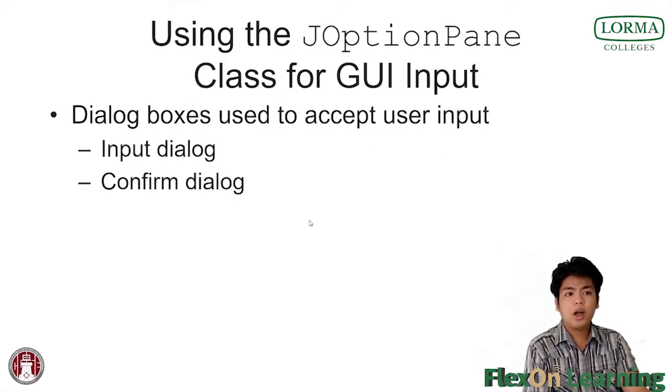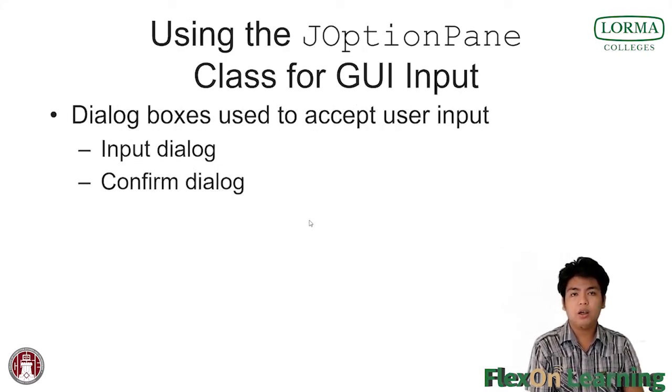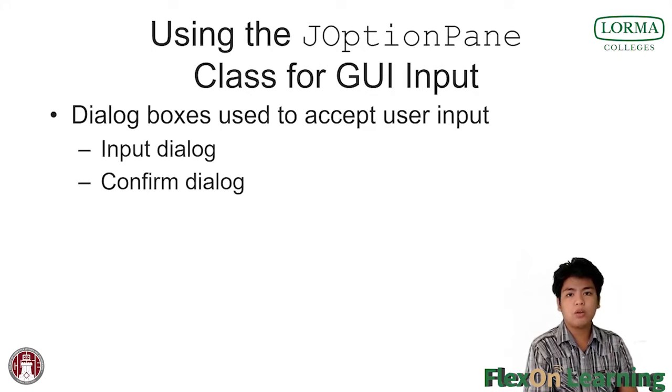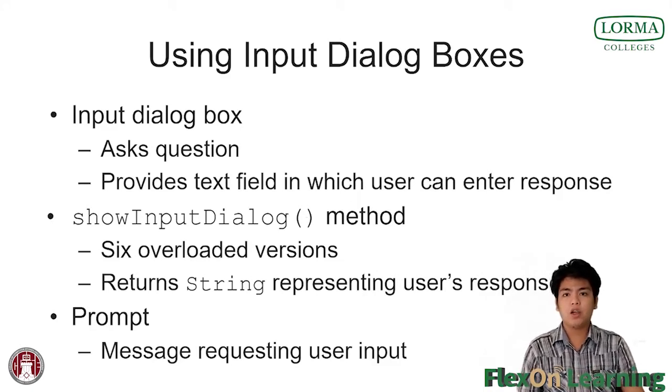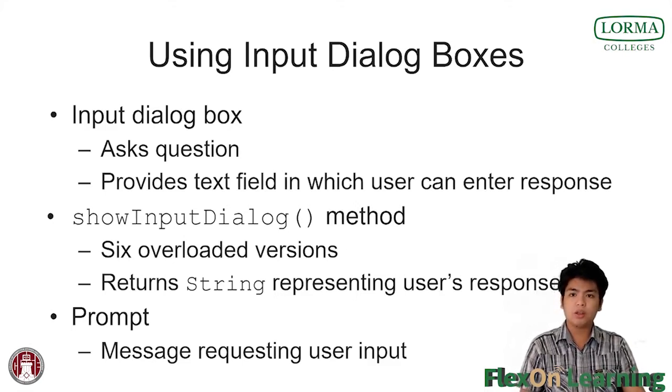So there are actually two JOptionPane dialog boxes that we can use to accept user input. First one would be our input dialog box, and next one would be our confirm dialog box. Let's discuss first what an input dialog box is. An input dialog box asks questions, and it also provides a text field in which users can enter a response.